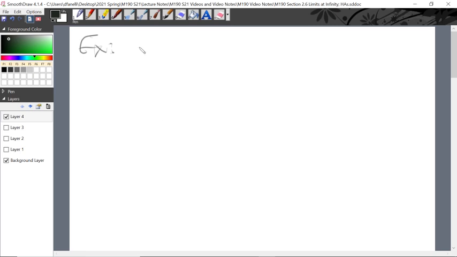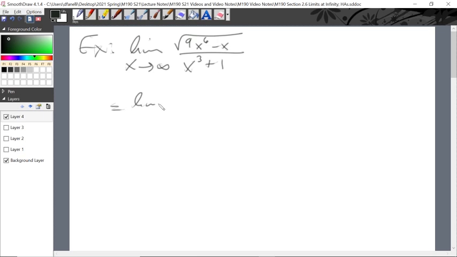So the next one to take a look at is the limit as x goes to infinity of the square root of (9x to the 6th minus x) over (x cubed plus 1). For this one, consider x is getting very large and positive, right? X is going to be positive. And the largest power term in the denominator is x cubed. So we're going to want to divide all terms by x cubed.